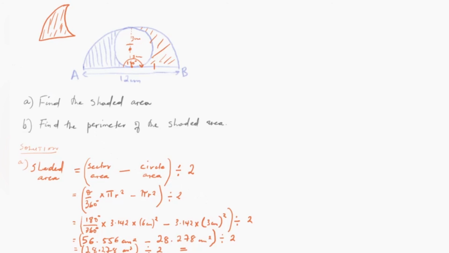The answer is 14.139 centimeters squared. All right. So that is the area, the shaded area here. Okay, that is it.